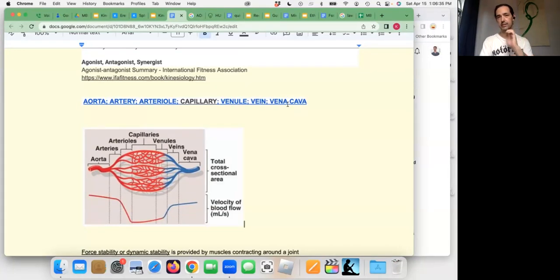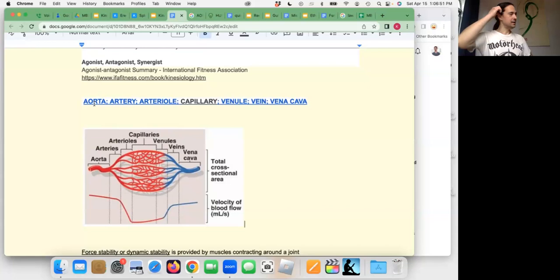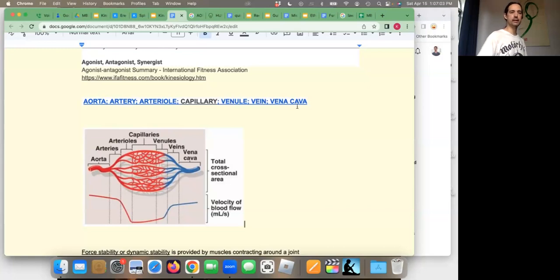So let's do that three times. You guys stay on mute, but repeat after me: aorta, artery, arteriole, capillary, venule, vein, vena cava. Again. All right, second time's a charm. Aorta, artery, arteriole, capillary, venule, vein, vena cava. Third time: aorta, artery, arteriole, capillary, venule, vein, vena cava.